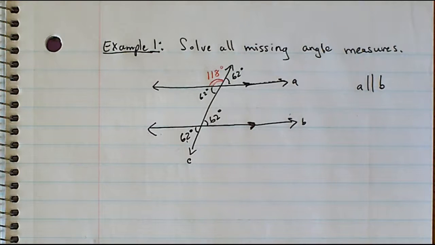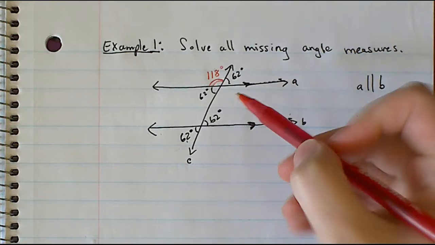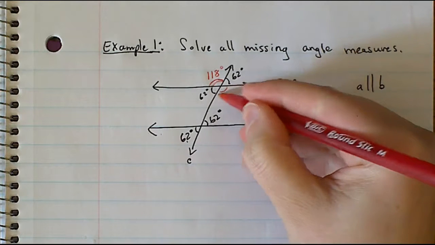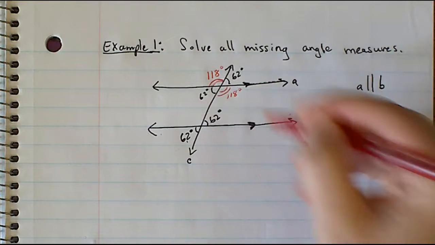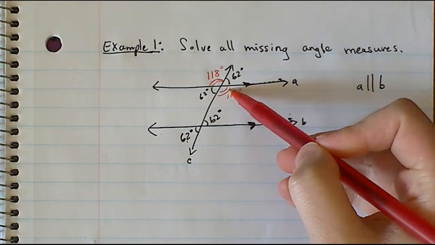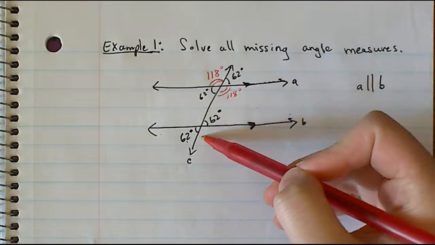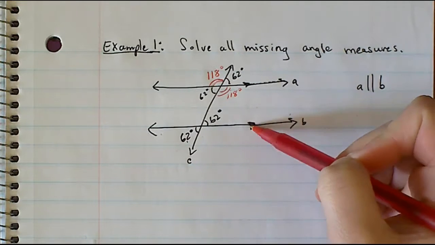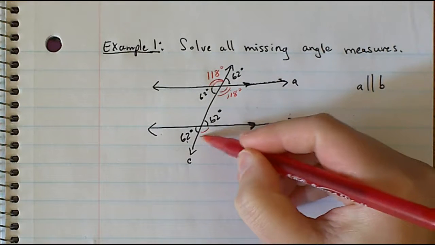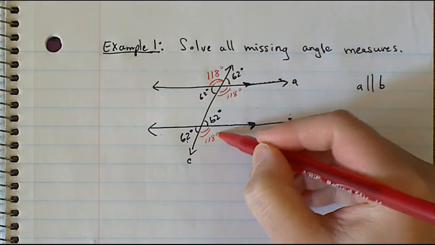And now the whole process kind of starts all over again. So I know that this has to be 118 degrees because these are vertical angles. I know that if this is 118 degrees, this angle has to be 118 degrees because if my lines are parallel, then corresponding angles are congruent.